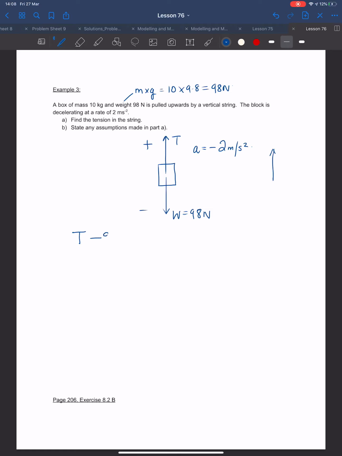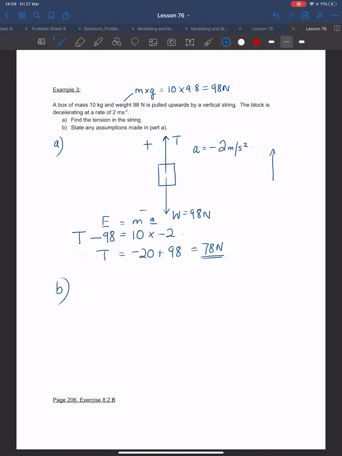So T minus 98 is mass, which is 10. So net force is mass times acceleration. T minus 98 is 10 times minus 2. So T is minus 20 plus 98, which is 78 newtons. And that's all it is for that one. Part B: the weight is more than the tension in the string, and that's sort of helping it slow down. That's why it's got negative acceleration.